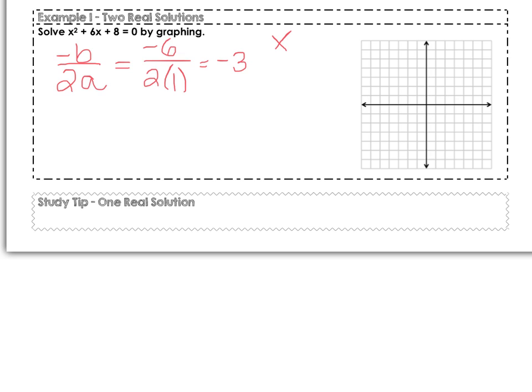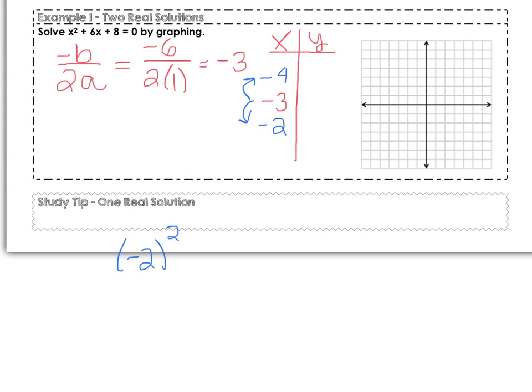What I'd like for us to do on our xy table is place this axis of symmetry smack dab in the middle. It's going to be most efficient when it comes to finding values to plug in, because anything that's equidistant from the axis of symmetry will have the same y-coordinate. So negative 2 and negative 4 will both have the same y value. So let's plug in negative 2. It'll make our job a lot easier.